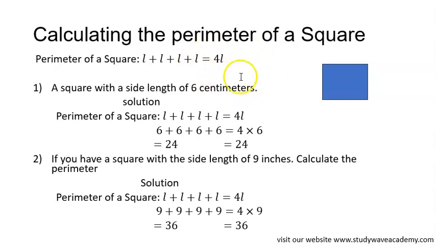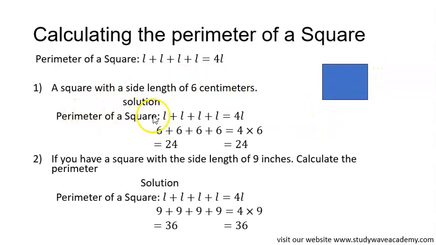So we're going to be looking for the perimeter of the square, okay? When looking for the perimeter of a square, you are looking for the total distance of all the sides, okay? The total distance of all the sides. So we're going to be looking at some examples to help us know how to solve the perimeter of a square, okay? A square with a side length of 6 centimeters, we are to find the perimeter, okay? The length here is 6 centimeters on each side. We are looking for the perimeter.